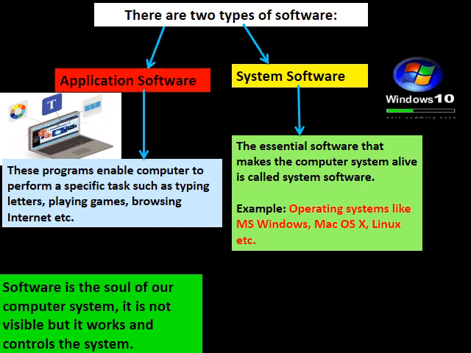Application software. These programs enable computer to perform a specific task such as typing letters, playing games, browsing internet, etc. System software. The essential software that makes the computer system alive is called system software. For example, operating system like MS Windows, Mac OS, Linux, etc. Now software. Software is the soul of our computer system. It is not visible but it works and controls the system.